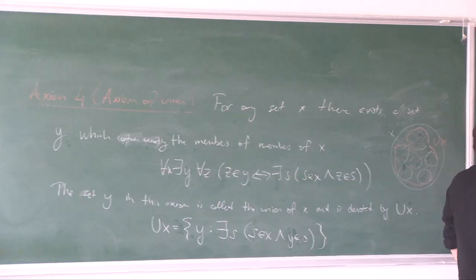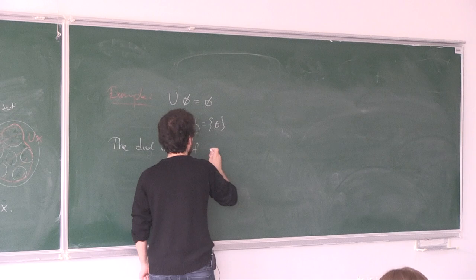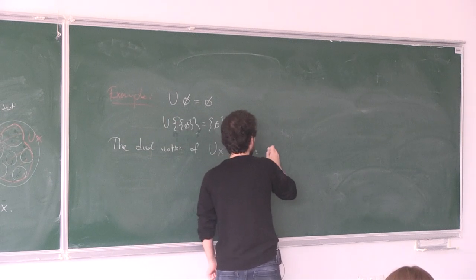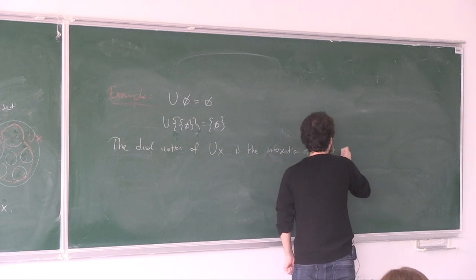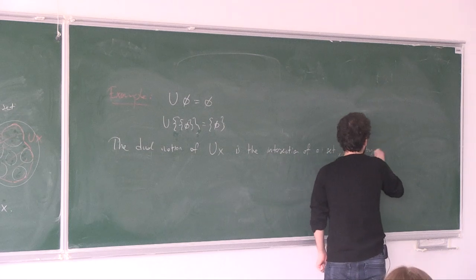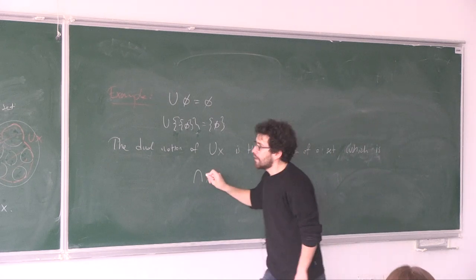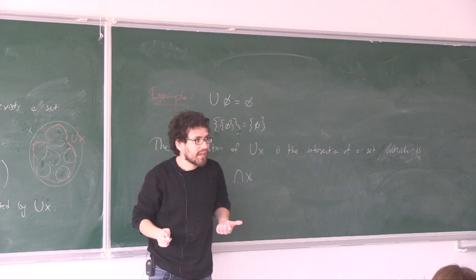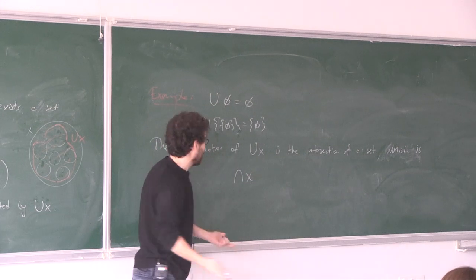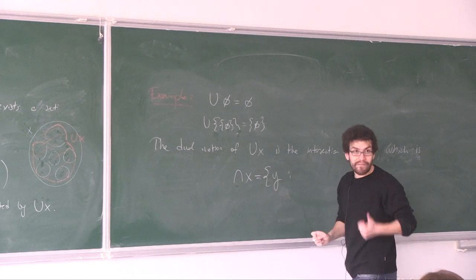Now, there's a dual notion of union. It's called the intersection. The dual notion of the union of a set is the intersection of a set, which is the following. Now, the union of a set is the union of its members. So the intersection of a set should be the intersection of its members. So the intersection of a single set is the set of all y which belong to every member of x.